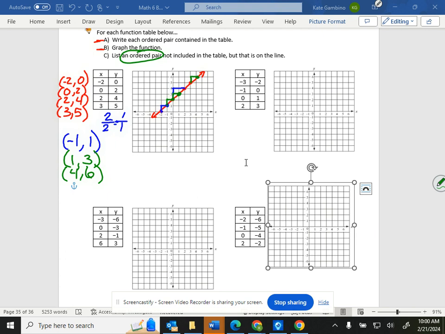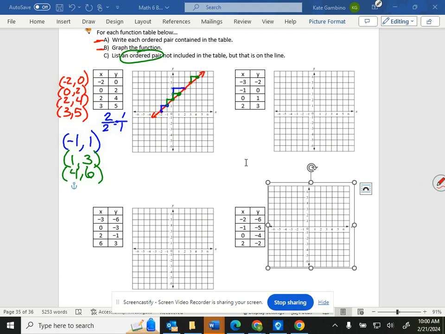So let's work on the next one to make sure we're understanding that, because that last part is the part that we're like, oh, wait a minute, this is kind of new. I'm using information I already know, but I'm using it in a new way. So we're going to go over to our second function table.